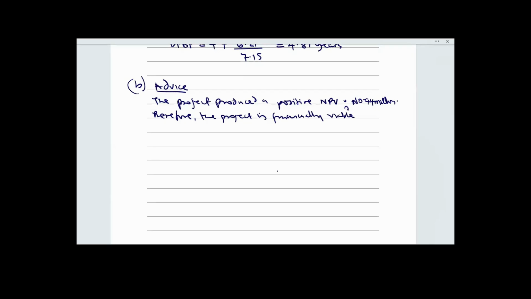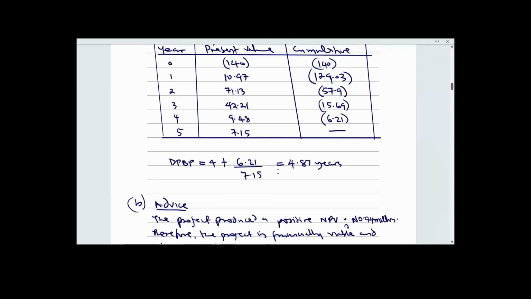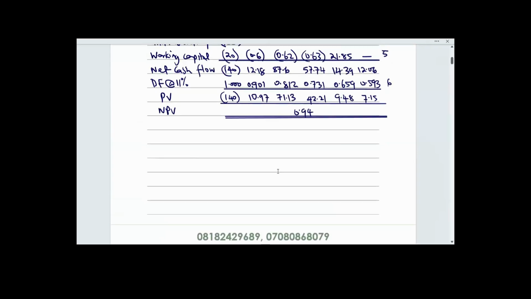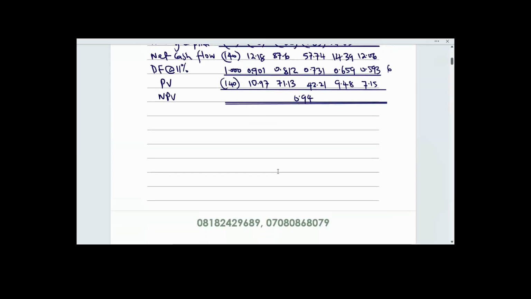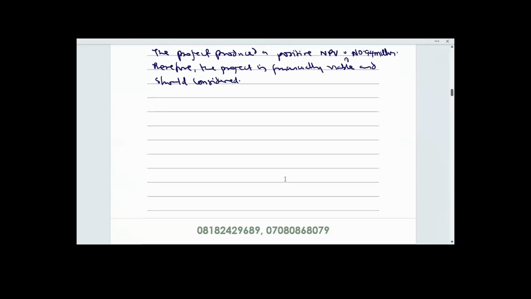Financially viable and should be considered or undertaken. That's all you need to do. However, you will never earn your full mark if you don't state your assumptions. We have an assumption we've made in our calculation, for example. In fact, from the first one that we solved, this NPV, we are supposed to state our assumption. But that notwithstanding, we can still do it under here.